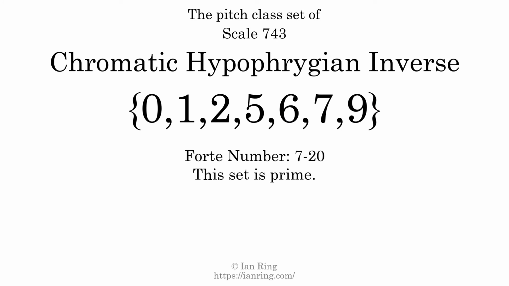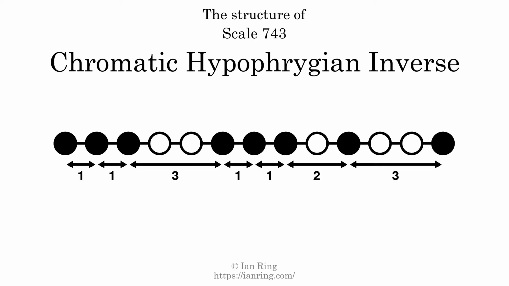The pitch class set for this scale is 0, 1, 2, 5, 6, 7, 9. The fault class is 720. This set is prime. The structure of a scale is a description of the interval distance between each successive tone. This scale has a structure of 1 1 3 1 1 2 3.